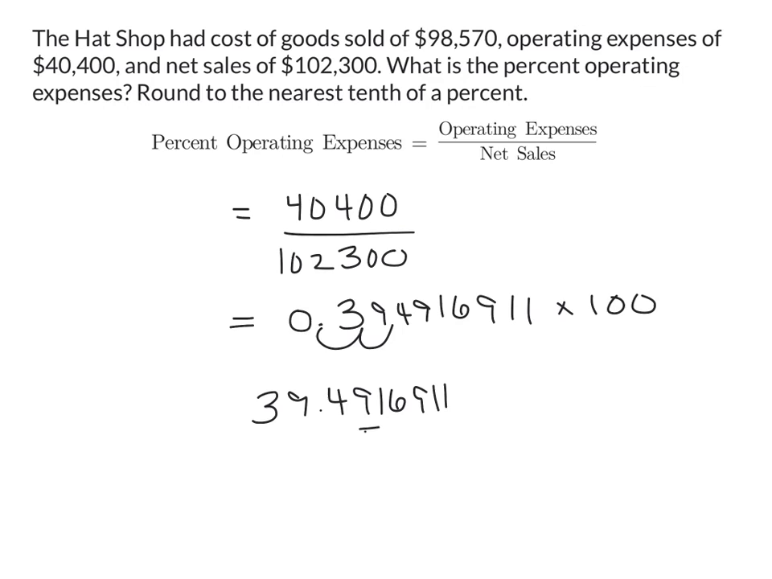The 9 is larger than a 5, so we'll round the 4 up to a 5. And our final answer is 39.5%.